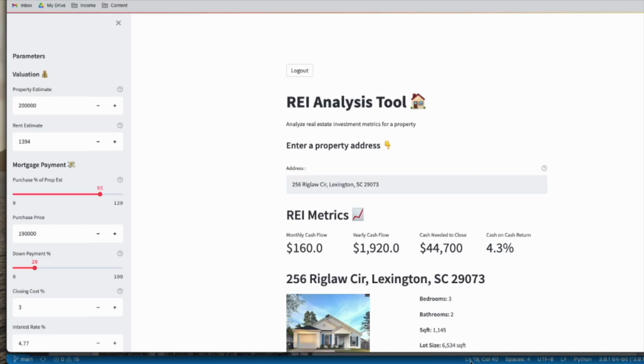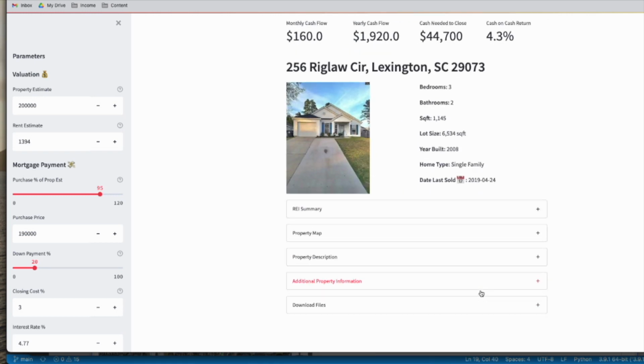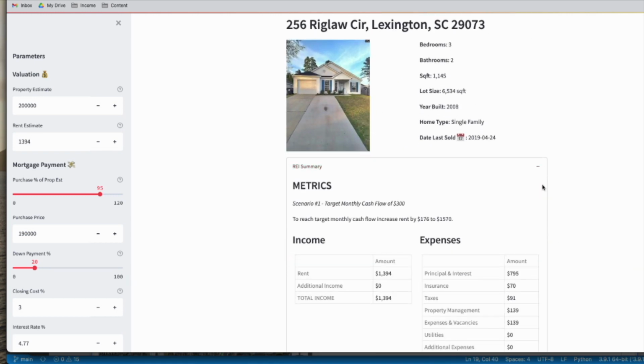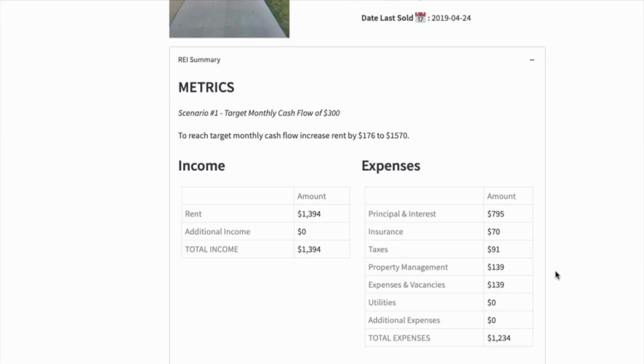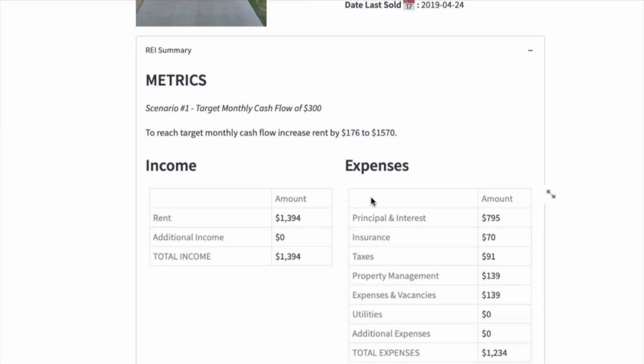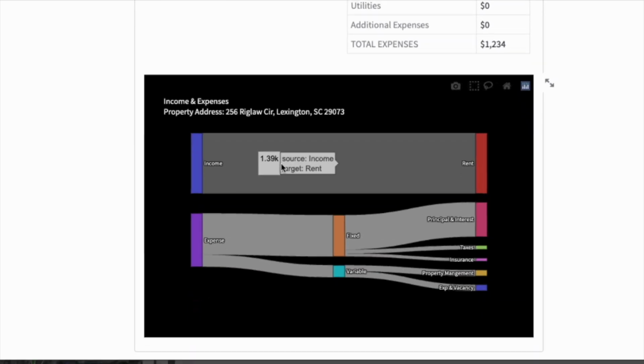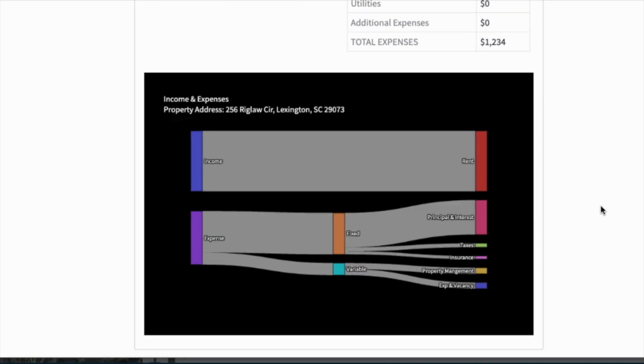I've recently developed a really fun tool that allows you to quickly analyze if a single family home could get cash flow or not. In this case, on this page, I also have an REI summary, which does a breakdown of cash flow in terms of income, expenses, as well as a breakdown visually so you could see where all those expenses are coming from.